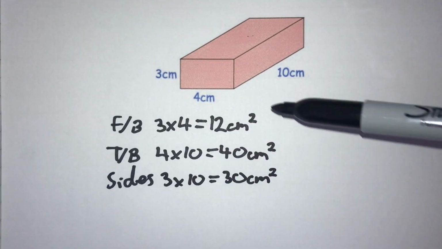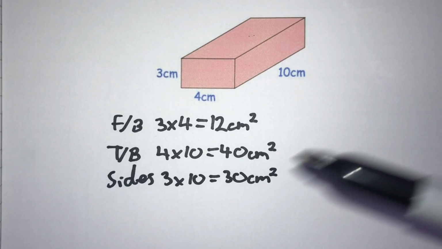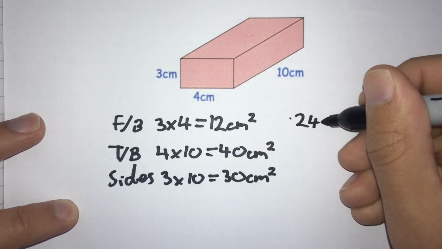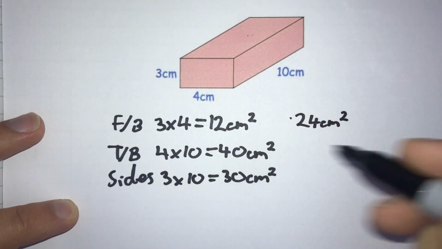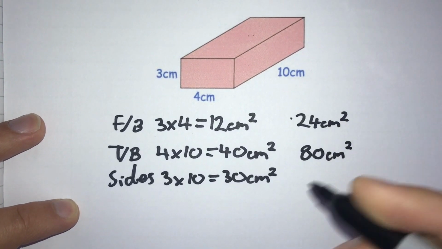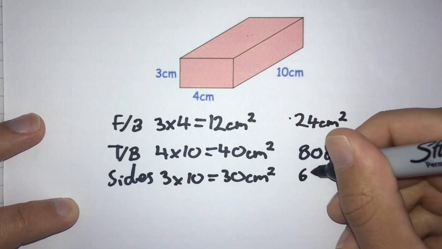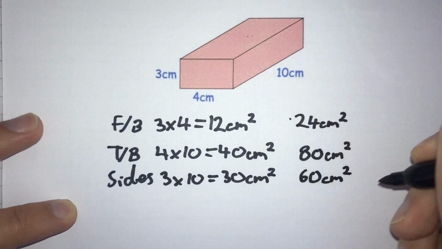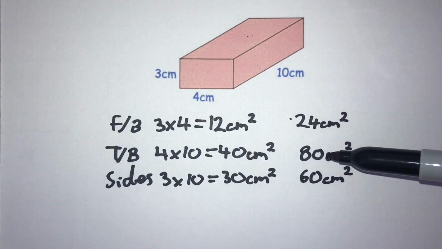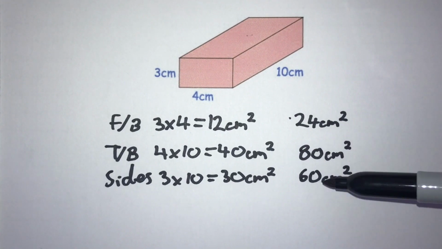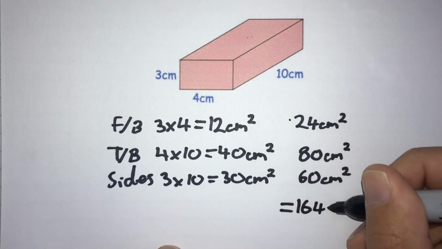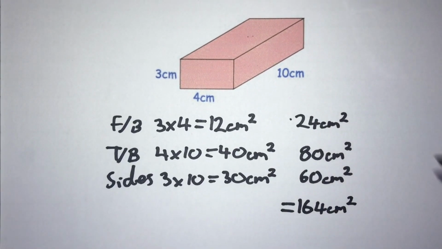Then of course we need to double each of these because we got 2 of each of these sides. So 12, we double it, becomes 24 centimetres squared. 40, we double that, becomes 80 centimetres squared. And 30, we double that and we get 60 centimetres squared. And now of course we need to add these 3 together. So 24 add 80 gives us 104. Add another 60, we get a total answer of 164 centimetres squared. And that is the surface area.